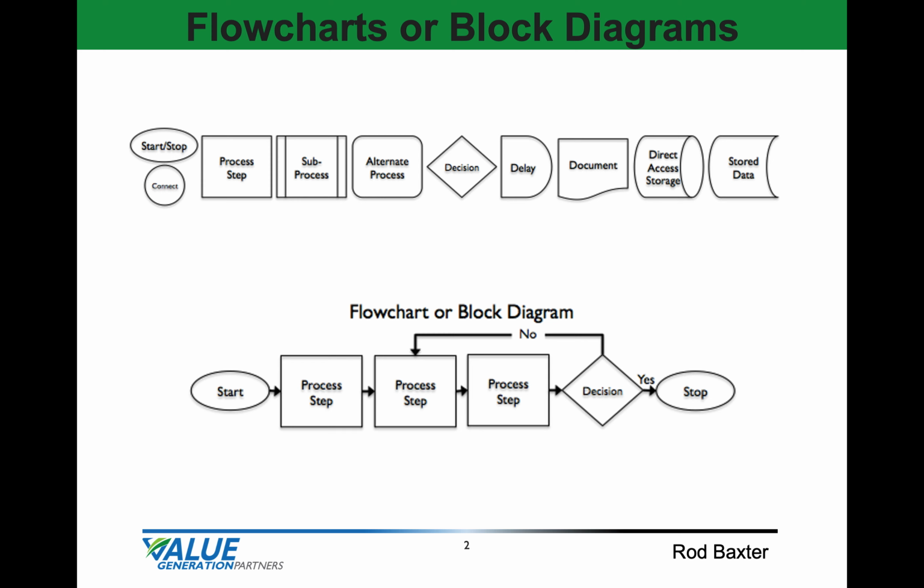So first, let's talk about flowcharts or block diagrams. These are very simple but good visuals. In this case, we have the boundaries, or the start and the stop. We have three steps in this block diagram or flowchart, and a decision point with a loop back. We're going to use standard symbols, and we'll use these in other process maps as well.